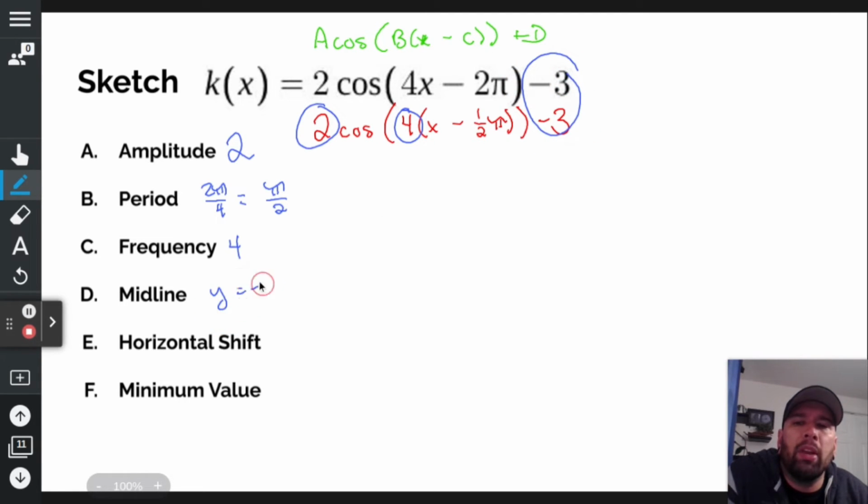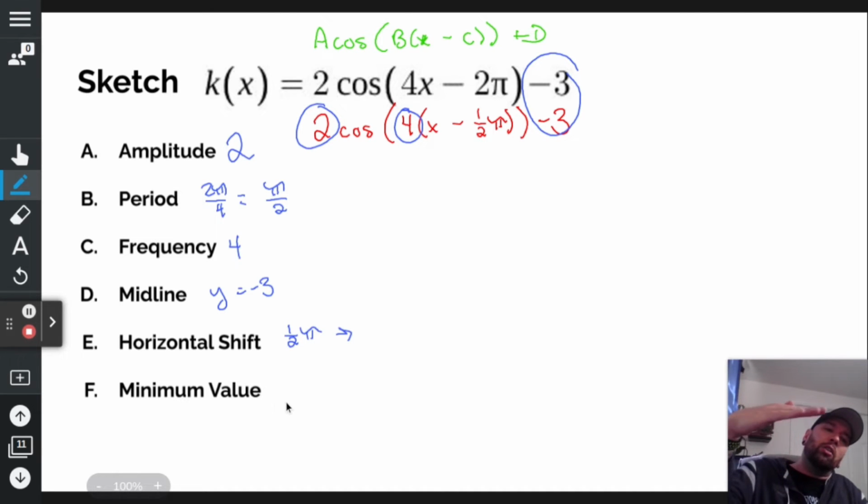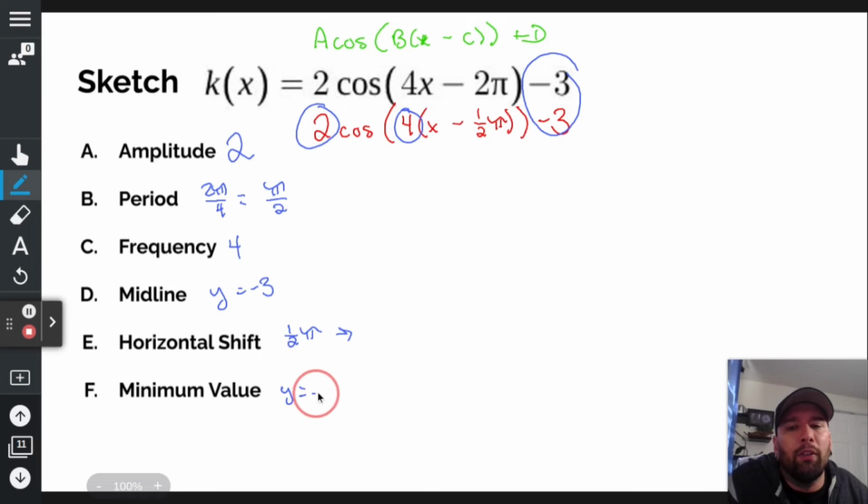So y equals -3. My horizontal shift has me saying, all right, well, -c is half of a pi, which means my horizontal shift has me going positive half of a pi, or right half of a pi. And if I have an amplitude of 2 and a midline of -3, my minimum value is I start at -3 and go down 2, so my minimum value is y is -5.